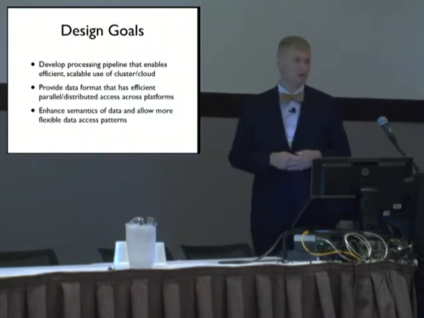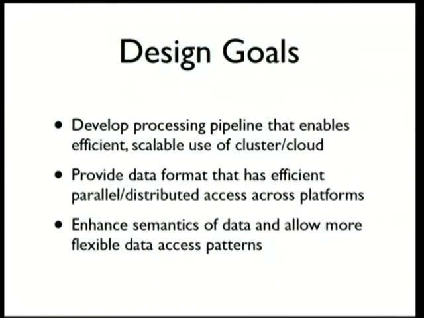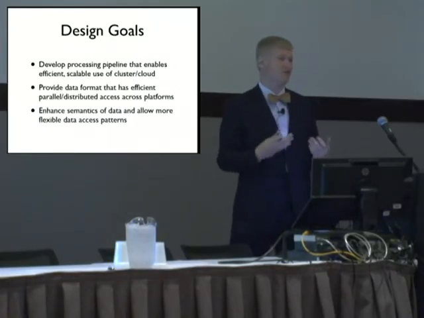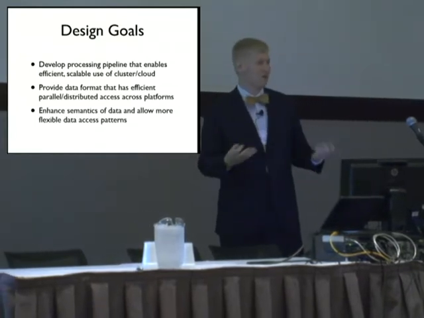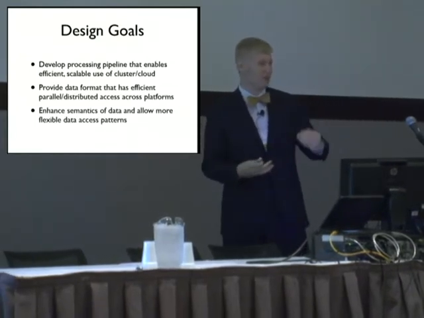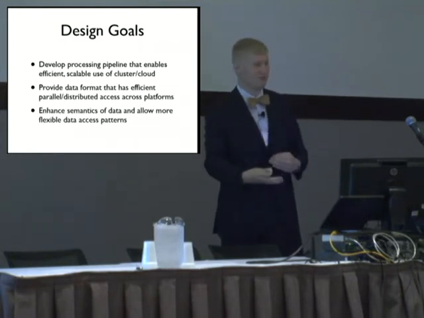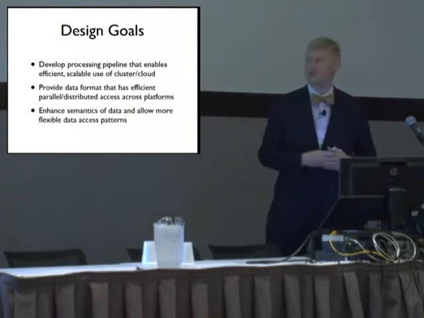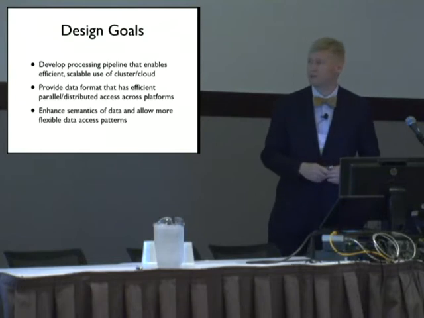We have several big design goals for our platform. Our real interest is to develop a processing pipeline that allows efficient, scalable use of clusters and clouds. So we've built our system on top of Apache Spark, which is an in-memory MapReduce system that provides a clean, simple, functional API for expressing data transformations, and unlike Hadoop, allows you to very efficiently do iterative computation. A lot of the computation in genomics is iterative. You have some processing step followed by another processing step, and then maybe you try to infer something from the data. So this allows us to efficiently run long genomic pipelines.